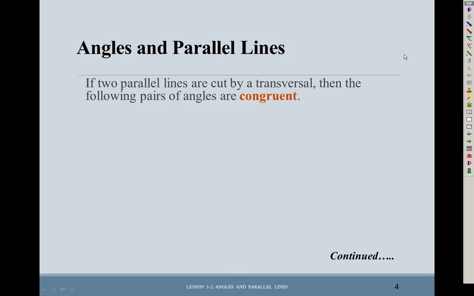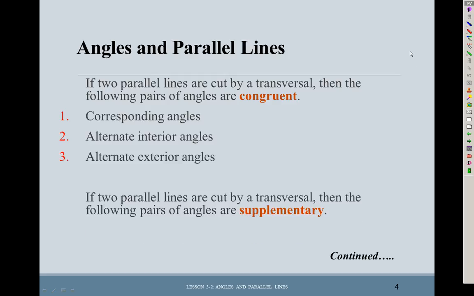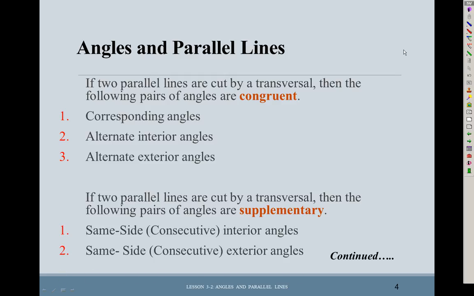Now, what if the 2 lines are parallel? If 2 parallel lines are cut by a transversal, then some angles are congruent and some angles are supplementary. The pairs that are congruent are corresponding, alternate interior, and alternate exterior. The pairs that are supplementary are the same side consecutive interior or the same side consecutive exterior.